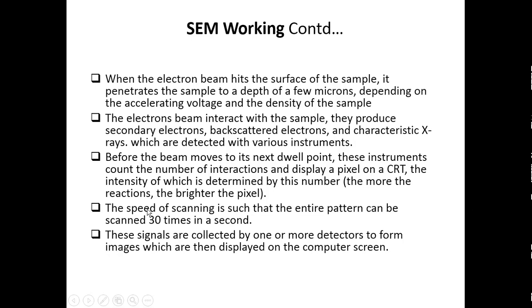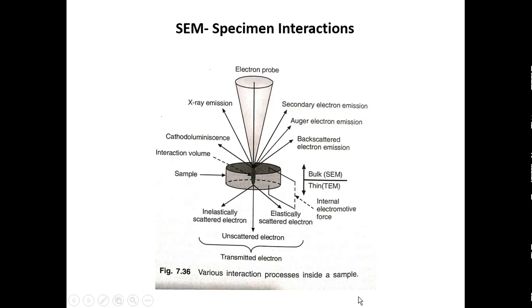The speed of scanning is such that the entire pattern can be scanned 30 times in a second. So the entire scan area could be scanned with the help of this beam about 30 times in a second. These signals are collected by one or more detectors and studied, and then displayed on the computer screen. So these are all the specimen interactions which occur.